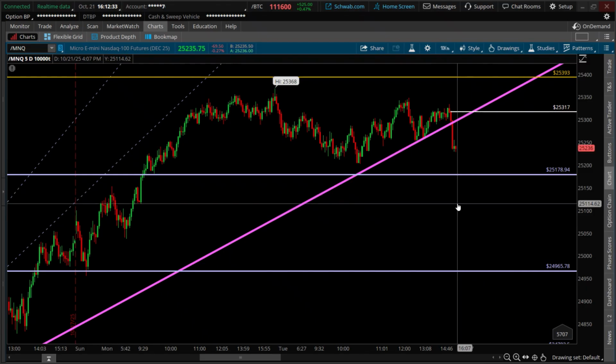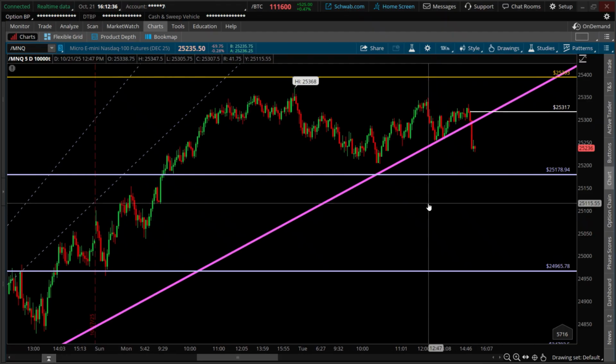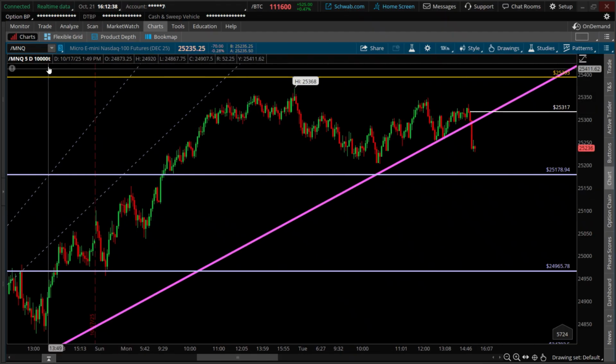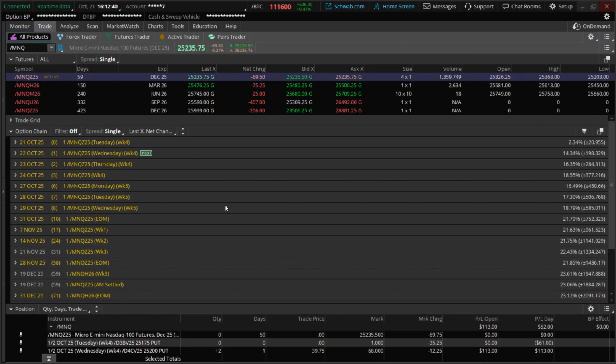So what I'll do is toggle over to the trade tab for the trade details. I didn't short the actual future. I went short using option contracts. It's just a small position.